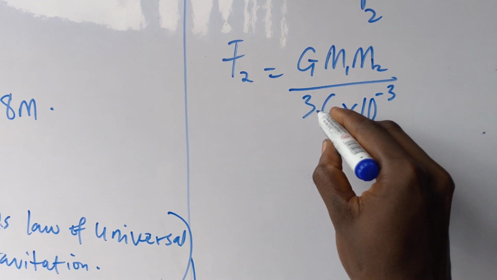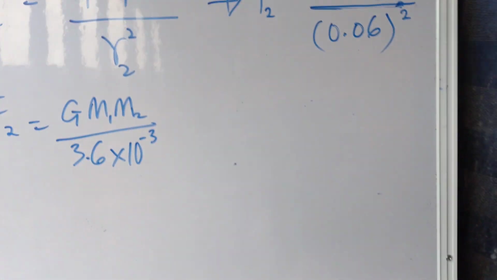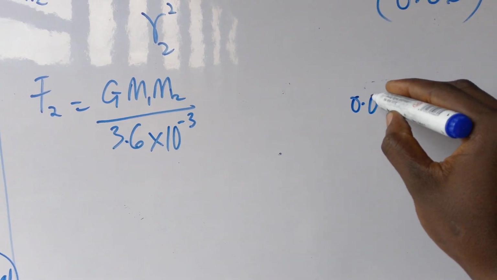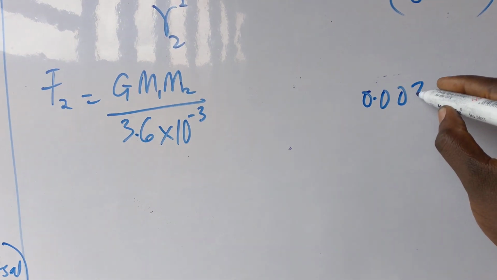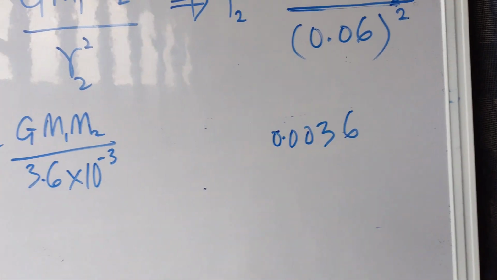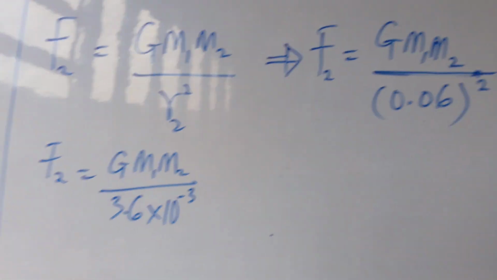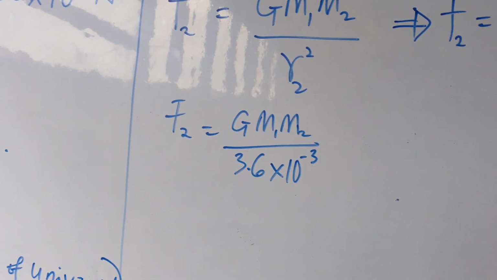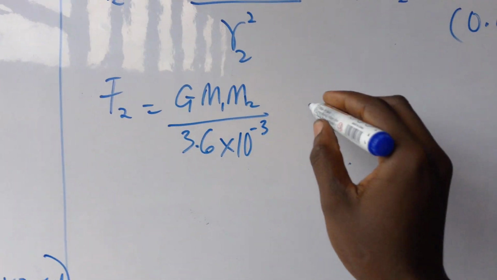Okay, that is when you square this. You'll be having something like 0.0036123, that is 3.6 times 10 raised to the power minus 3 rather. That's when you take the square of this, and then you continue. We can call this one equation 2.